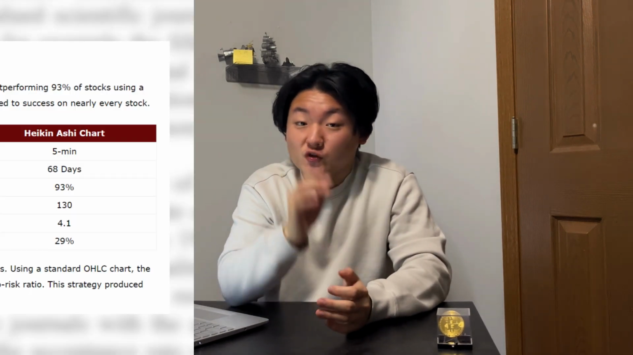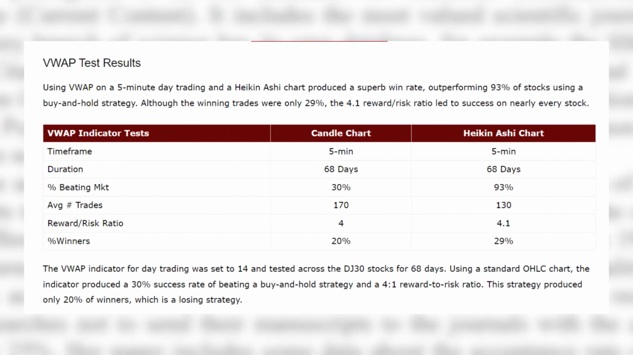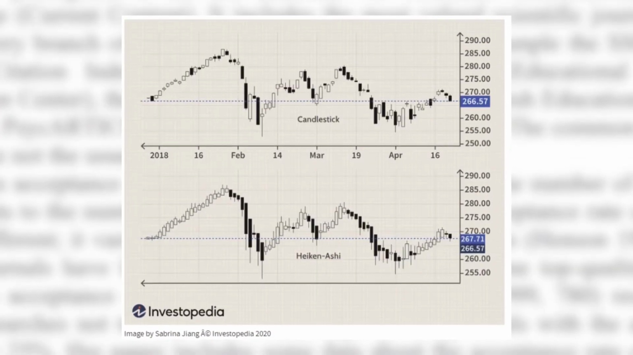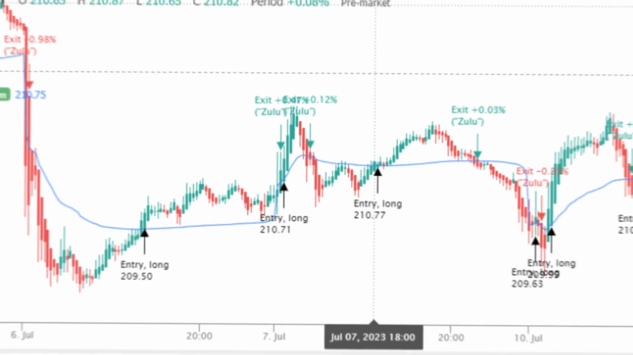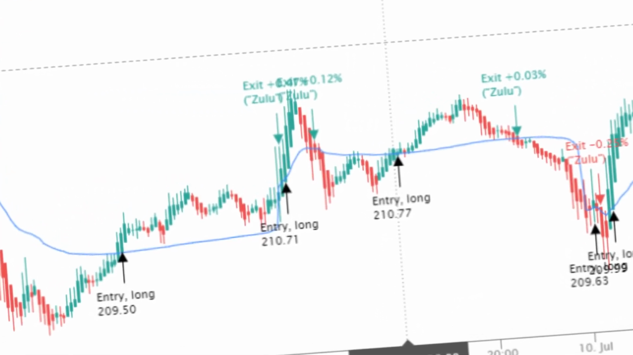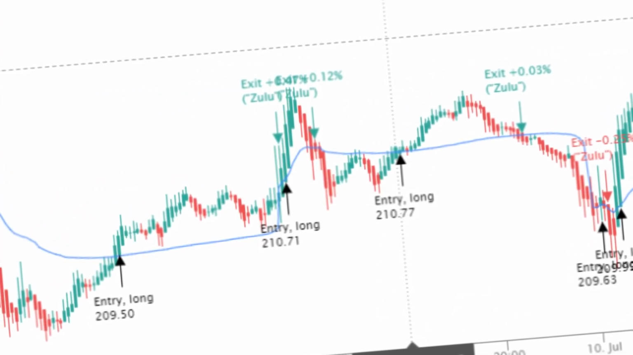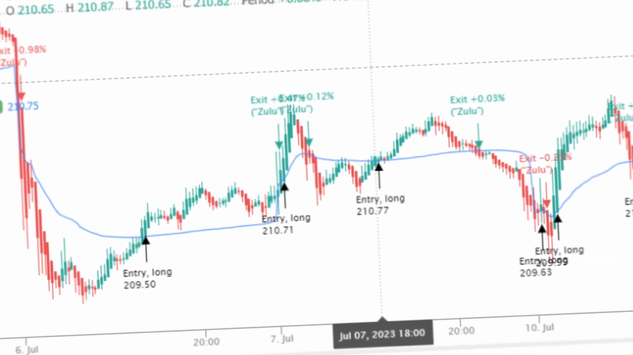However, if we take a closer look at this article, we can see that if we use the VWAP with a regular candlestick chart, it only produces a 30% win rate. However, by using it in combination with a Heikin Ashi chart, we actually get a much higher win rate. Now, if you didn't know, Heikin Ashi is a charting technique that smooths out the price movements, providing a clearer picture of trends. Unlike traditional candlestick charts, the Heikin Ashi chart averages the open, close, high, and low prices of every single candlestick, making them particularly useful in reducing market noise.